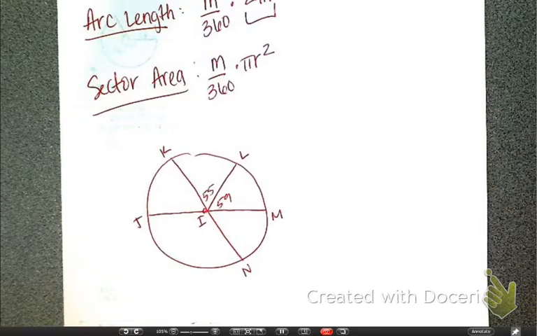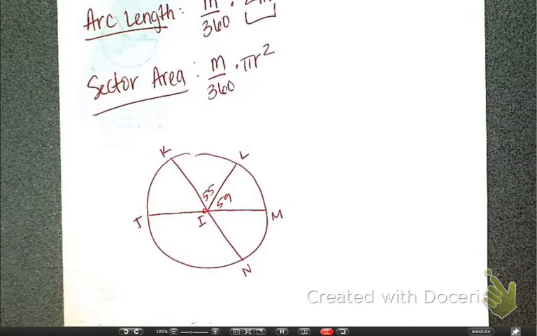What type of angles are all of those angles? Central angles. How do you know they're central angles? Because they're all attached to the center. Okay. All of their vertices are in the center of the circle. We're okay with that? Now, here's where a lot of us messed up on our test.